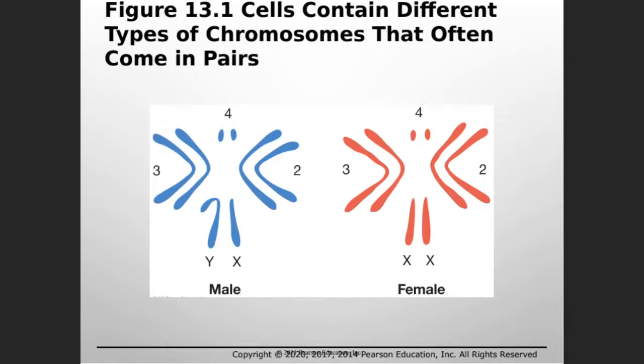Again, this just shows the pairs. So here you've got types of chromosomes that often come in pairs. So here you've got the 2 number 3s, 2 chromosome number 4s, 2 chromosome number 2s, right? So these are about the same in the male and the female, coding for the same information. Males are going to have a Y chromosome and 1 X chromosome, whereas females are going to have 2 X chromosomes.